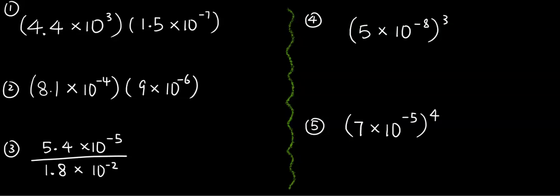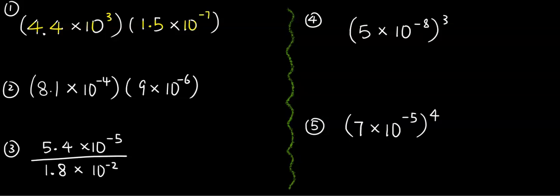Welcome to this practice. We're going to evaluate these five expressions, and then we're going to write the answer in scientific notation. All right, let's look at question 1: 4.4 times 10 to the third power, in parentheses, times 1.5 times 10 to the negative 7th power.